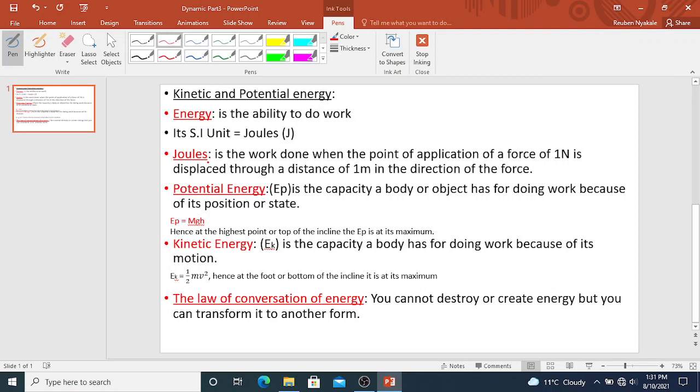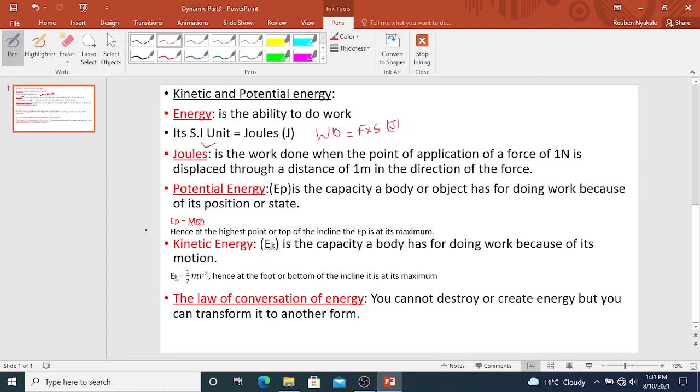Here's the definition of joules: it is the work done when the point of application of a force of 1 Newton is displaced through a distance. Now that gives you the picture. Energy is force multiplied by distance. Then the SI unit is joules. Now you need to know the definition of joules. There it is, the definition of joules.